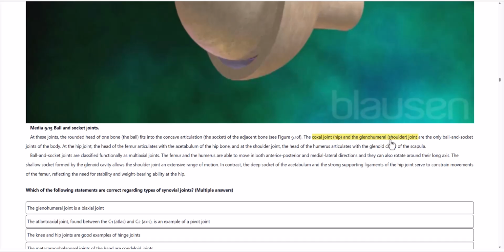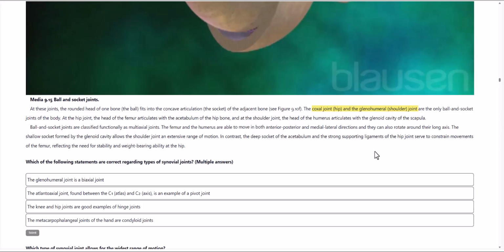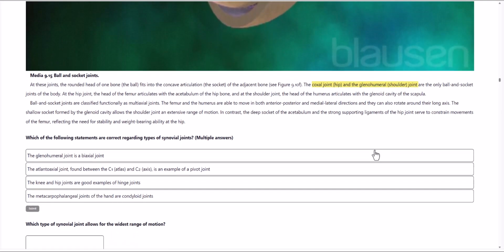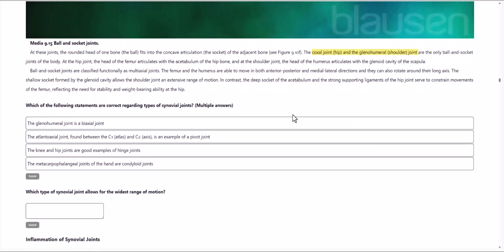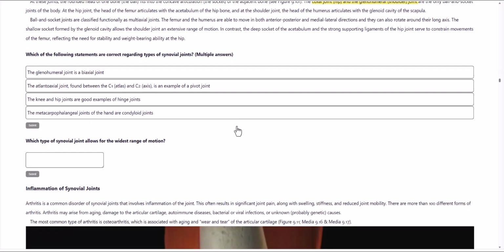Make sure you're using the anatomical names for these, the coxal joint and the glenohumeral joint. You know that the os coxa is the fancy name for the hip bone, and the glenohumeral joint is named because it's the glenoid cavity of the scapula articulating with the head of the humerus. Glenohumeral, shoulder joint. Make sure whenever on a test you're being asked to describe or name a joint that you are not using the kindergarten words hip and shoulder, but that you're using the anatomically correct terms.